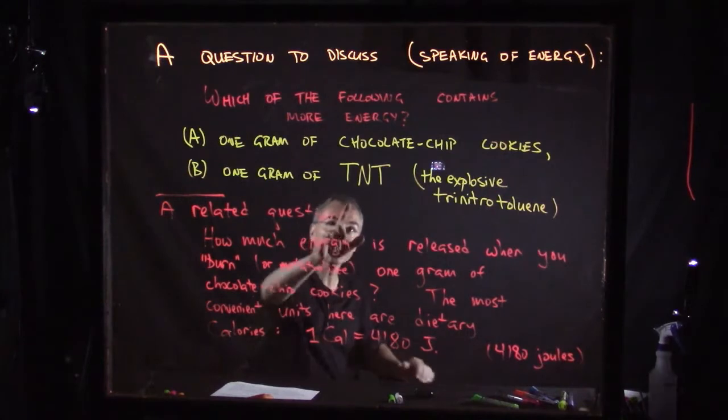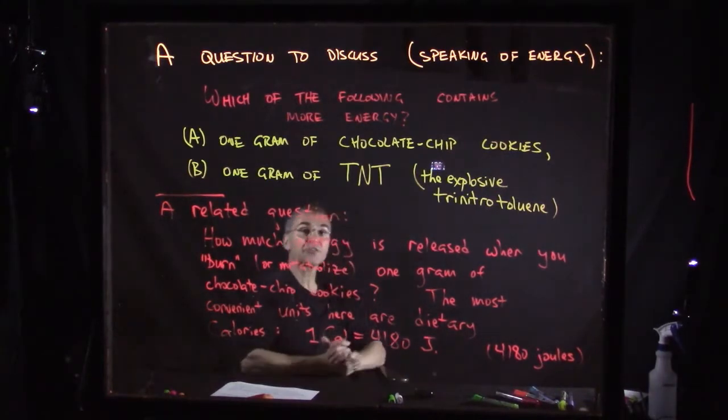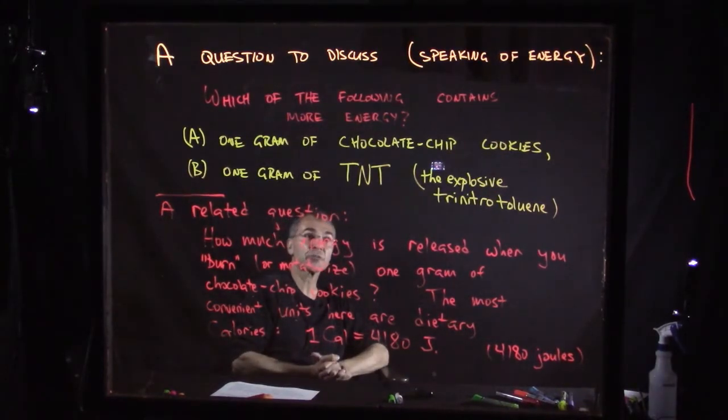But it turns out that even though TNT releases less energy per gram than chocolate chip cookies do, the TNT releases that energy much faster. So the energy per unit time is bigger, or the power of the explosion is bigger. And one reason for that, Professor Muller explains, and Richard Muller is a UC Berkeley physics professor, and he's had a really interesting career, but I digress.